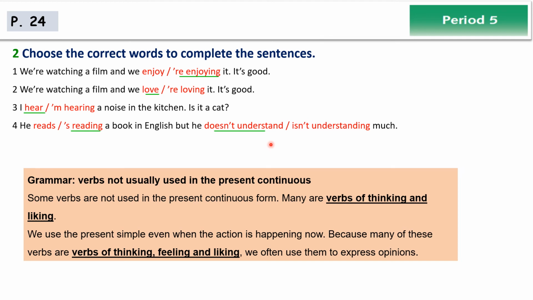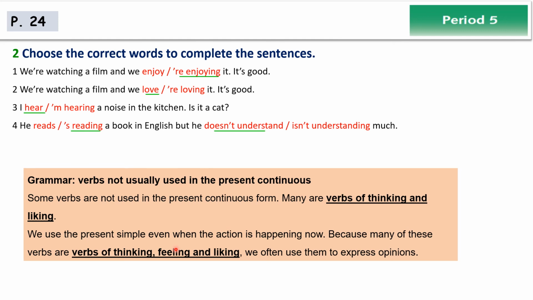Okay, let's wrap up now. Grammar: verbs not usually used in the present continuous. Some verbs are not used in the present continuous form. Many are verbs of thinking and liking, so we can't use them in the present continuous. We use the present simple even when the action is happening now. Again, my students, as I explained before, we use the present simple even when the action is happening now.